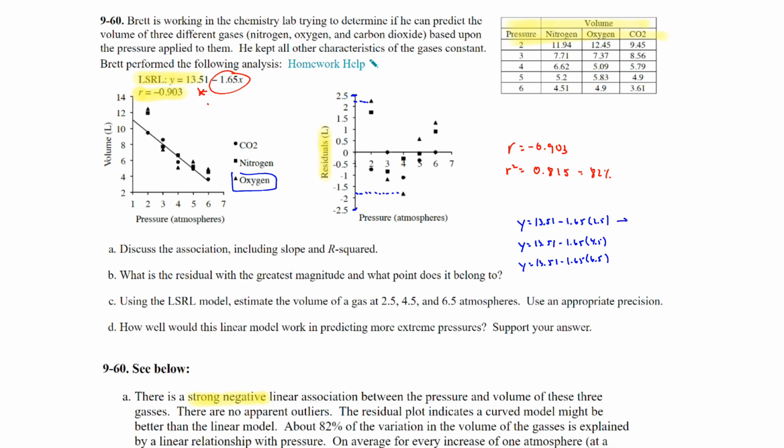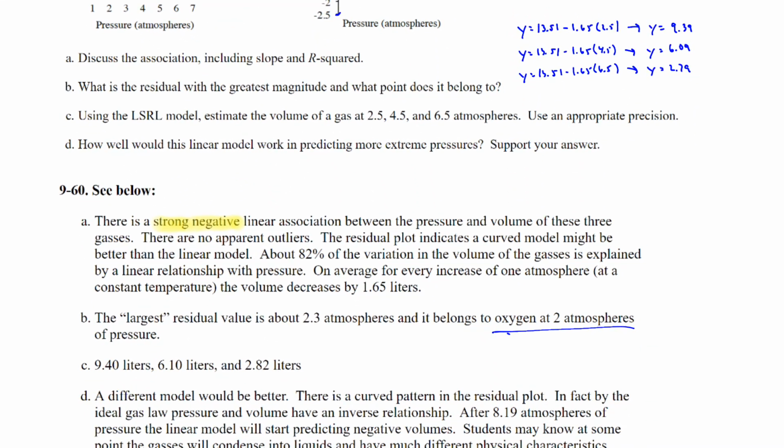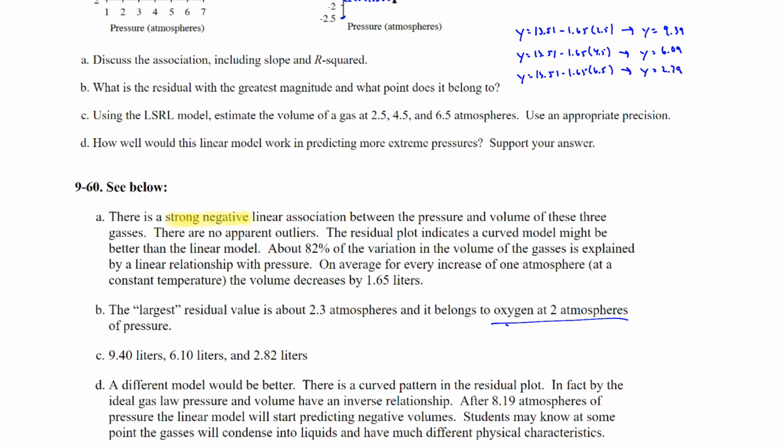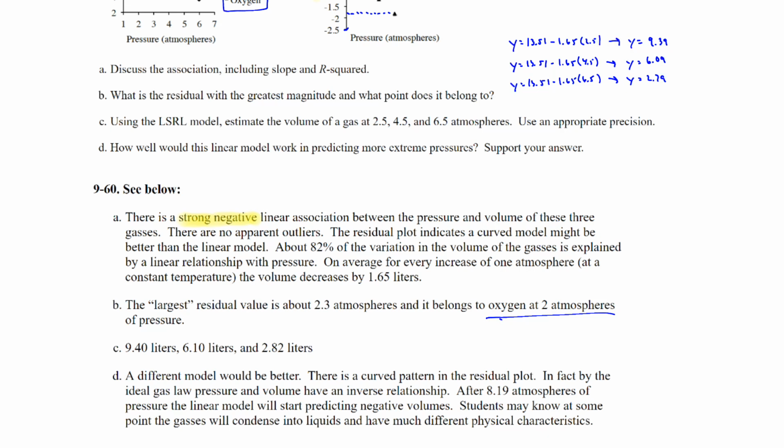Now, when I plugged it in, I got a y value on the first one to 2 places, because that's what the rest of them are on the table, of 9.39, and then on 4.5 I got 6.09, and then the last one I got y equals 2.79. When I go to look at the answer key, though, they have close to what I have, but a little bit off on each of those, so I'm not sure as to why that is. But they are represented in liters, so make sure you write that for Part C.